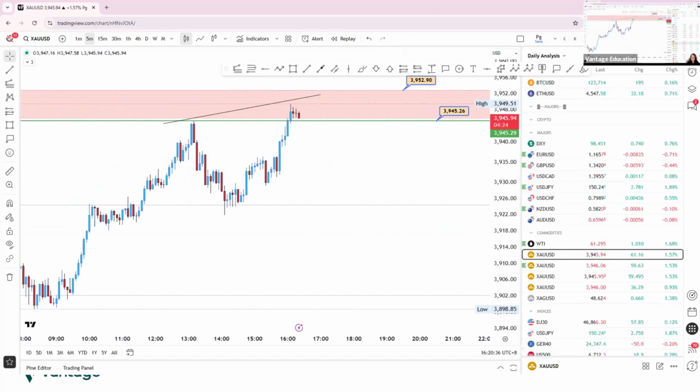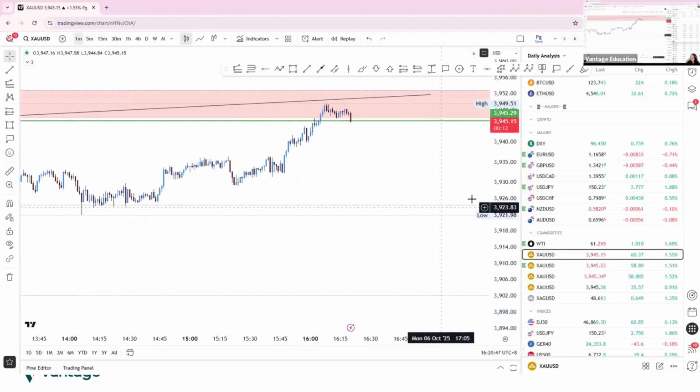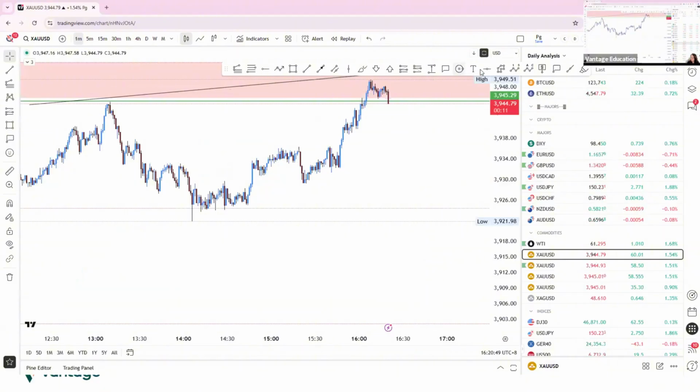Stop loss, no need to put it so far, just 50-60 pip, up to you, and then we could aim for 100 pip. That would be, I get to sell now, right guys? We're gonna aim for 100 pip.